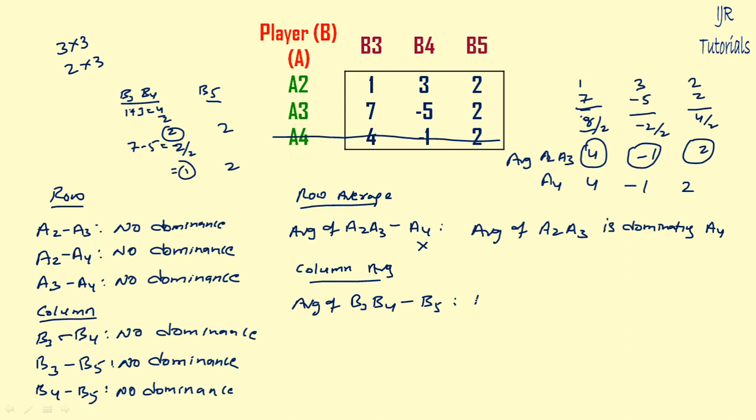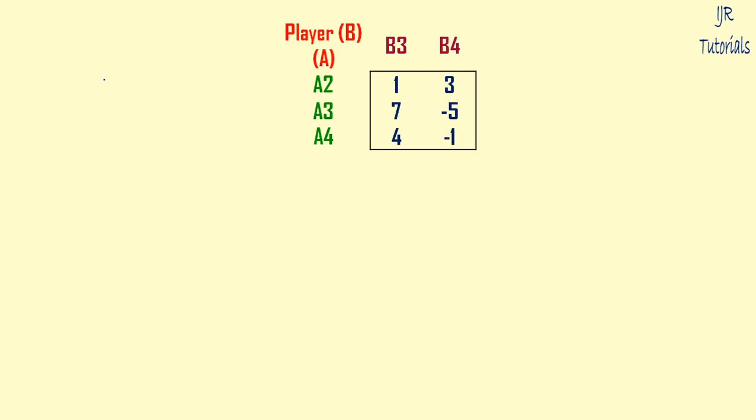That means we can say that the average of B3, B4 is dominating B5. So we can simply delete B5 here. Now the matrix is reduced to 2 by 2. So we successfully reduced the matrix to 2 by 2. So this is done, and now we can write it like this. A2, A3 and A4. So finally we got A2, A3, B3 and B4. So this is the final matrix we got.